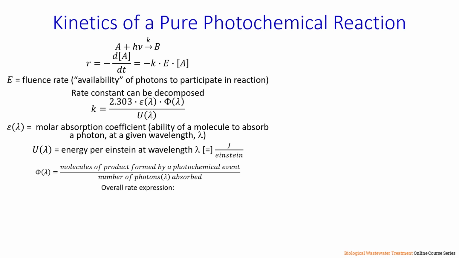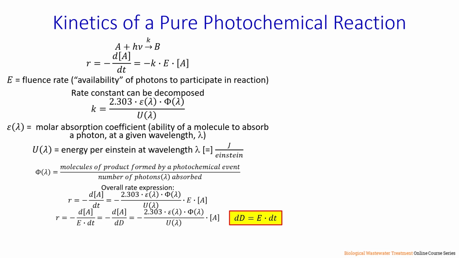We can then substitute this decomposition for the rate constant into the overall rate expression, and it looks something like this. Going forward then, it's important to recognize that we can describe an incremental dose, dD, by the product of the fluence rate and some short increment of time, dt. If we do that by simply moving E over to the denominator on the left side of this expression, then we get an equivalent rate expression in which the rate of the reaction is now described as a function of dose.